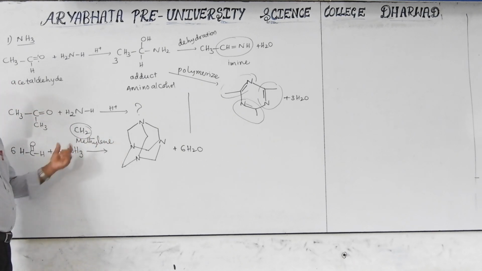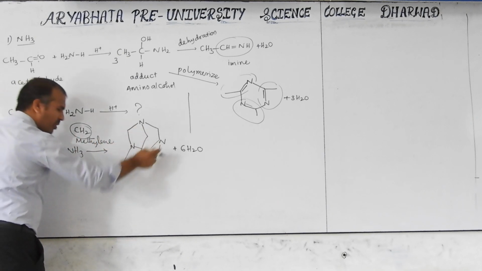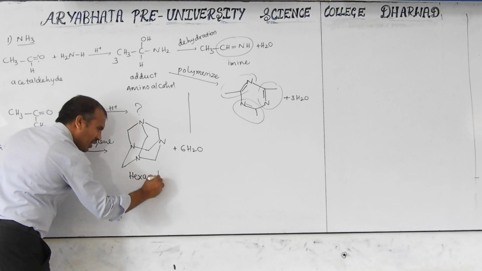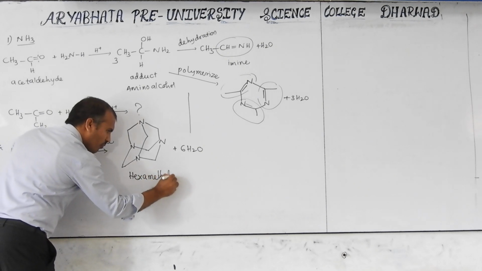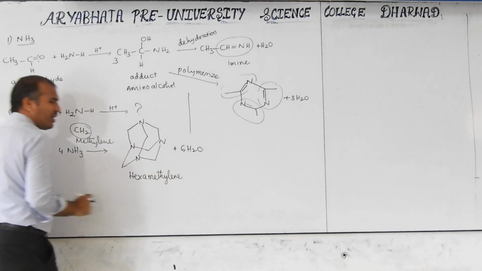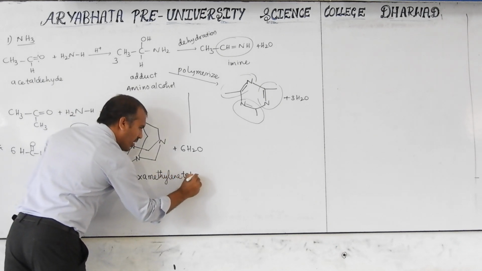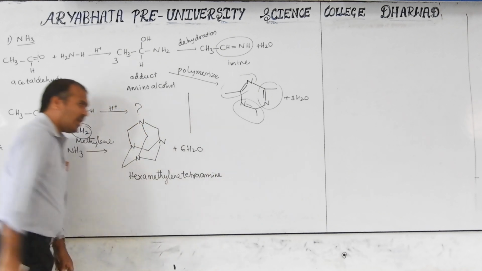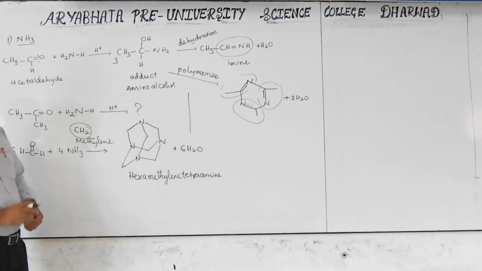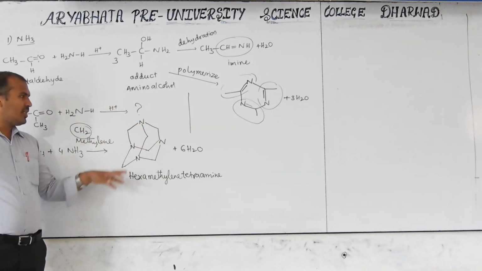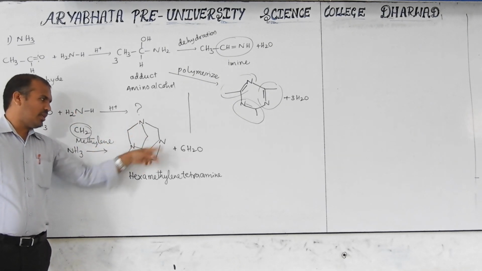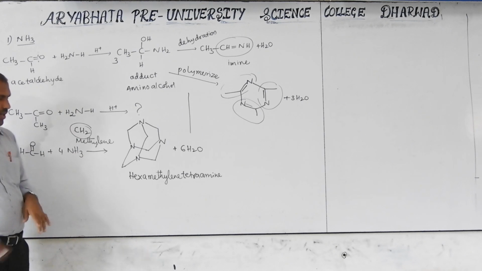What do you call this? It is methane. So like this methylene, how many are there? 6. 6 means what do you call? Hexamethylene. How many amines are there? Tetraamine. Hexamethylene tetraamine. Is the nitrogen balance satisfied or not? Tested. Nitrogen has 3 bonds: 1, 2, 3. For all it is satisfied.